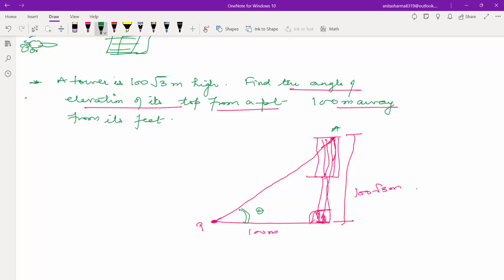Clear? Am I clear, beta? How will you draw the figure? Yes, ma'am. Am I audible? Yes, ma'am. Okay.